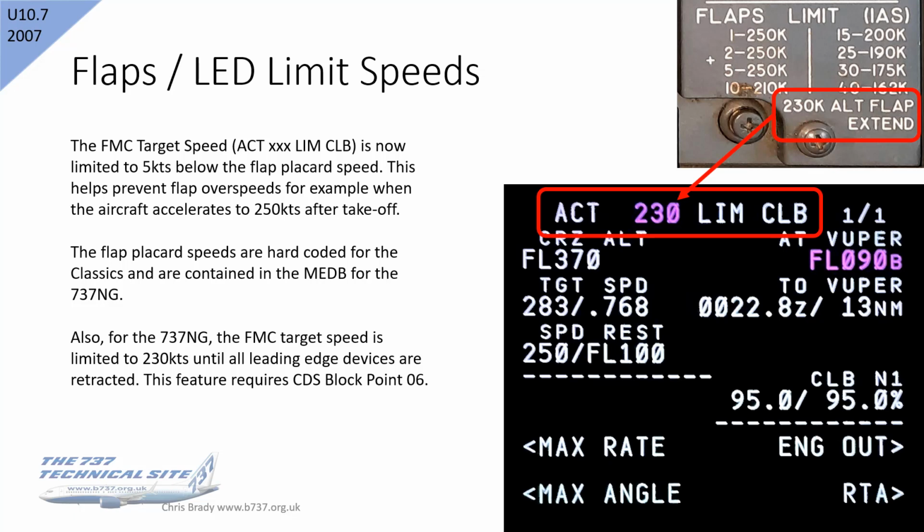The flap placard speeds are hard coded for the classics, and they're actually in the model engine database for the NG and the Max. Also for the NG and Max, the FMC target speed is limited to 230 knots until all leading edge devices are retracted, as you can see in this photo here. This feature requires CDS Block 0.6, which everybody should have now.